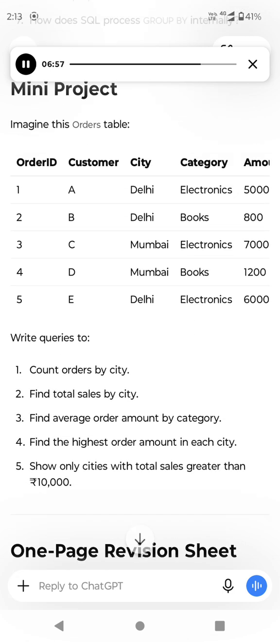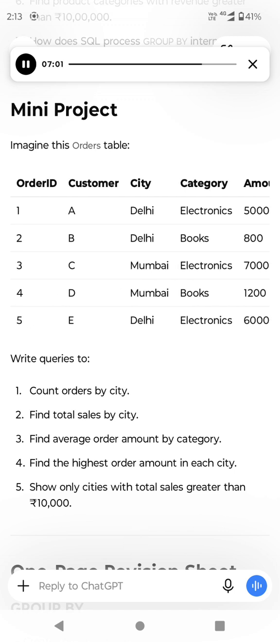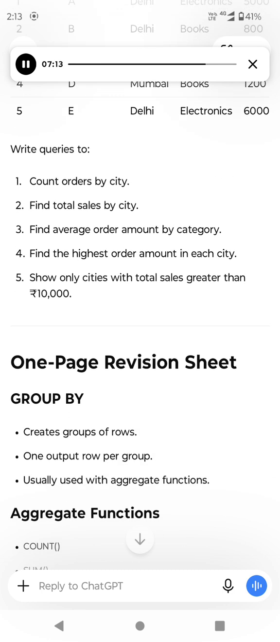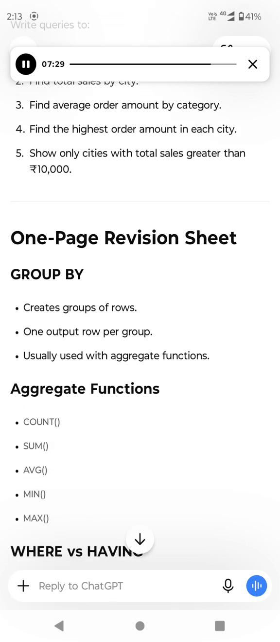Mini project. Imagine this orders table: order ID, customer, city, category, amount. 1 A, Delhi, electronics, 1,000. 2 B, Delhi, 800. 3 C, Mumbai, electronics, 7,000. 4 D, Mumbai, books, 1,200. 5 E, Delhi, electronics, 6,000. Write queries to: 1. Count orders by city. 2. Find total sales by city. 3. Find average order amount by category. 4. Find the highest order amount in each city. 5. Show only cities with total sales greater than 10,000.